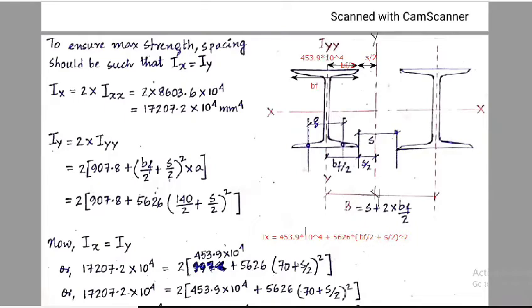So this is the moment of inertia for only one I-beam about this axis. Keep that in mind. And in order to find the moment of inertia of the entire built up column consisting of two I-beams, you have to multiply this entire value with 2. Clear?